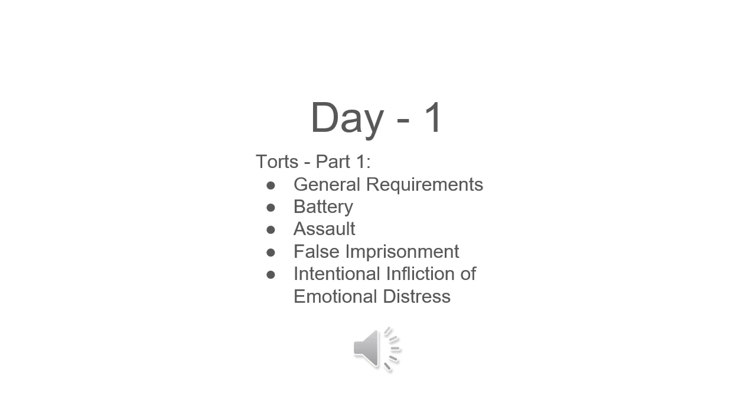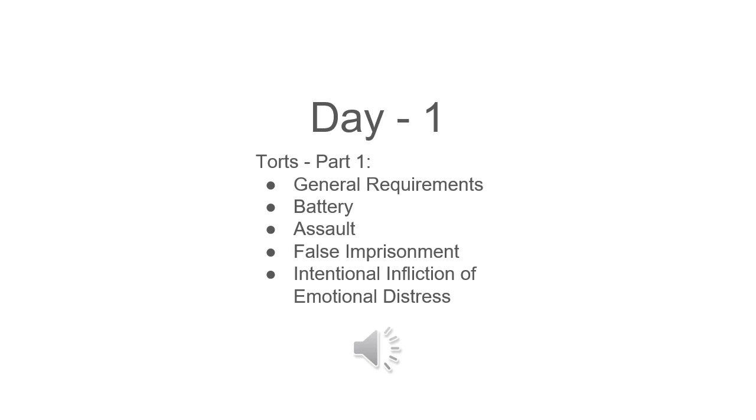Torts, Part 1. Torts require an act, intent, and causation. The act must be voluntary. This means that the physical movement must be directed by the defendant. There are various levels of intent: acting with purpose to cause the consequences of the act, or knowing that the consequences of the act are substantially certain to result.